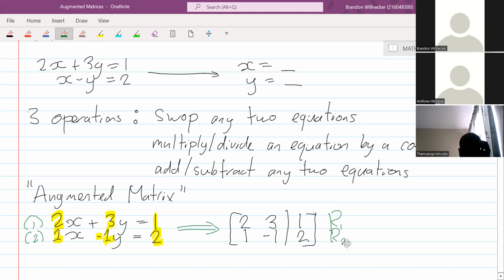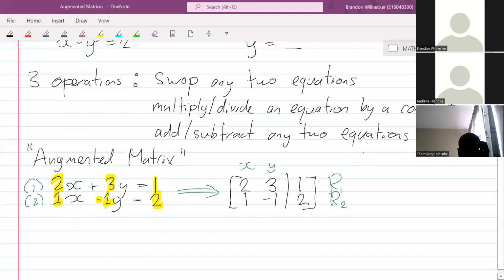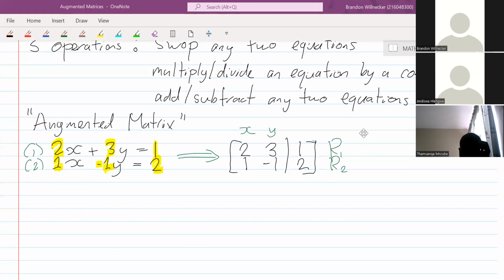Next, if we look down the columns, we see that the first column corresponds to x, and the second column corresponds to y. The third column, you don't need to write anything because those are just our constants. So this thing now on the right, we call this an augmented matrix.